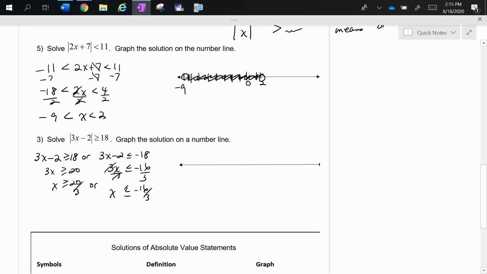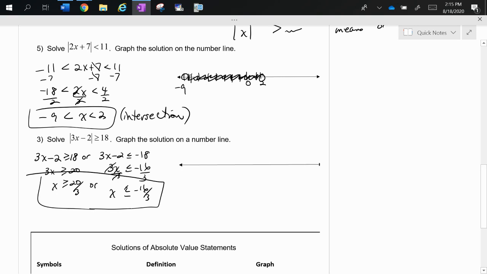So then we're going to graph our solution on the number line. So remember, when we graph an and compound inequality on a number line, we graph the intersection, what they have in common. And when we graph an or compound inequality, we graph the union of the two, which means we don't worry about whether or not they intersect. We graph them together on the number line.